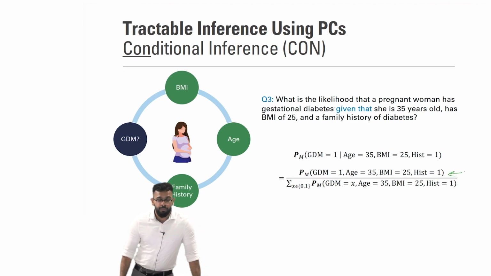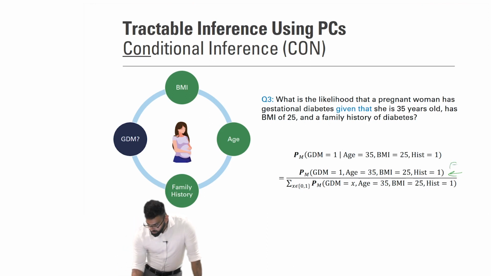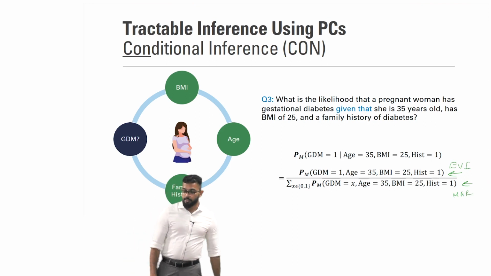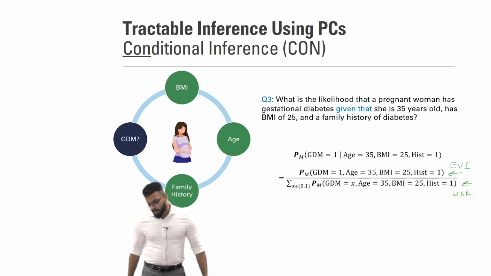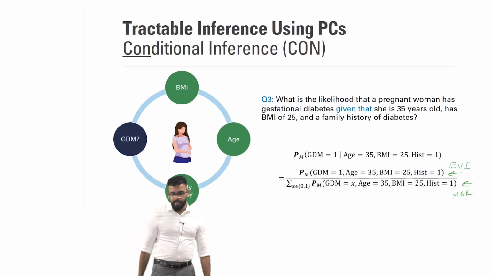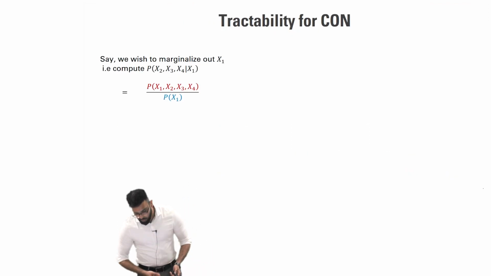If I were to think of the queries that we have discussed so far, evidential inference. So, this is evidential inference. What is the denominator? You are doing a marginal inference, exactly, right? And we saw that if you have smooth and decomposable PCs, evidential inference is linear time, marginal inference is also linear time, which means conditional inference is also linear time, right?